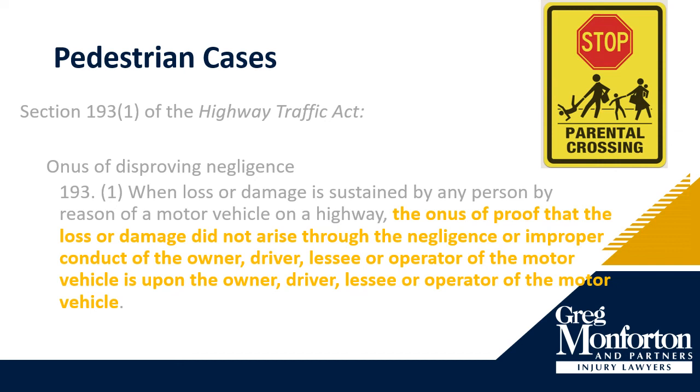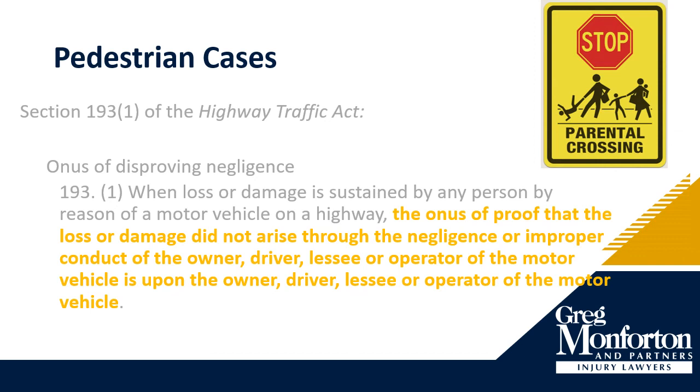Section 193, subsection 1 indicates that when loss or damage is sustained by any person by reason of a motor vehicle on a highway, the onus of proof that the loss or damage did not arise through the negligence or improper conduct of the owner, driver, lessee, or operator of the motor vehicle rests upon the owner, driver, lessee, or operator of the motor vehicle.